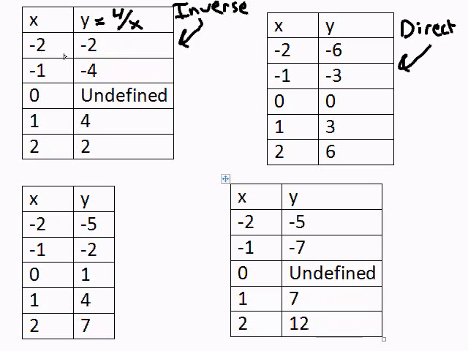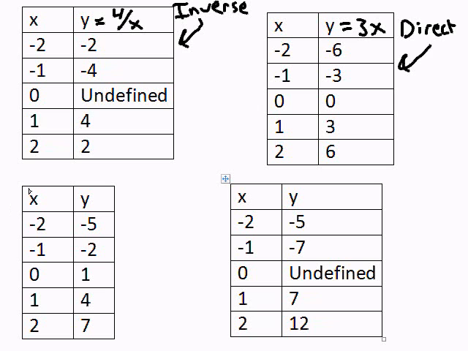4 divided by negative 2 is negative 2. 4 divided by negative 1 is negative 4. 4 divided by 0 is undefined. 4 divided by 1 is 4. 4 divided by 2 is 2. The second example is direct variation, because y is equal to 3 times x. We can take all of the x values, multiply them by 3 to get the y values.